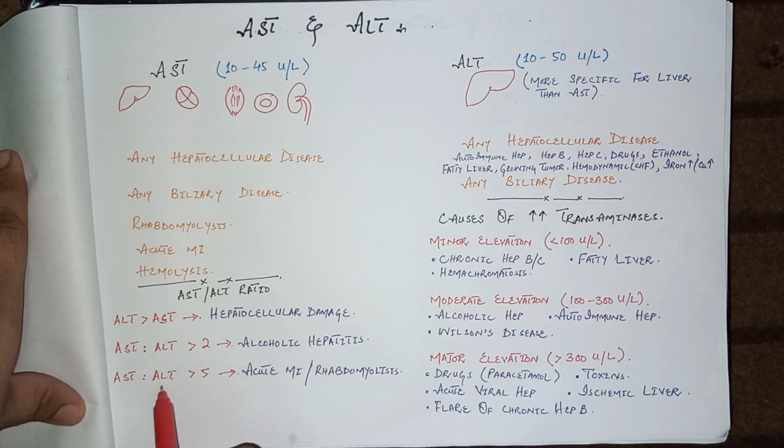If AST to ALT ratio is more than 5, it means that very high levels of AST as compared to ALT. It indicates the acute myocardial infarction, and rhabdomyolysis, which means that the increased AST levels are because of non-hepatic origin from the heart or from the muscles.